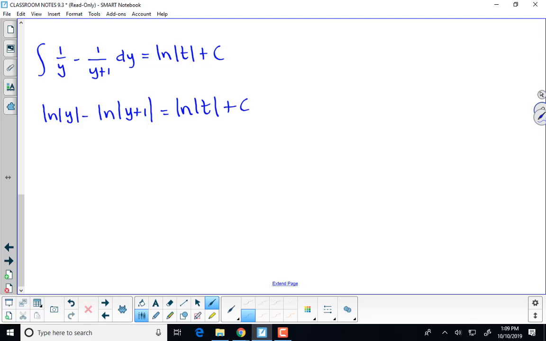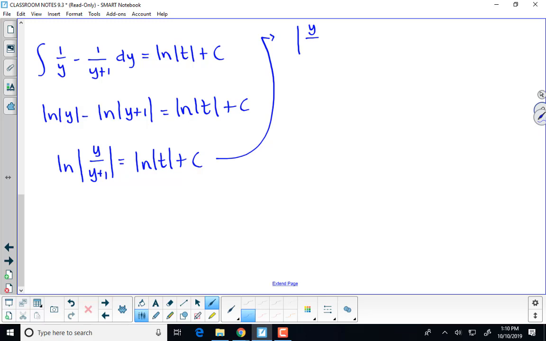Once again, this is a solution that's in implicit form. Sometimes you cannot write an answer in explicit form. We'll have a couple in a minute that we can't write explicitly. We can't pull the y out. Here we can. We'll be able to isolate the y. To do this, we're going to use a log property first, and then we will exponentiate both sides.